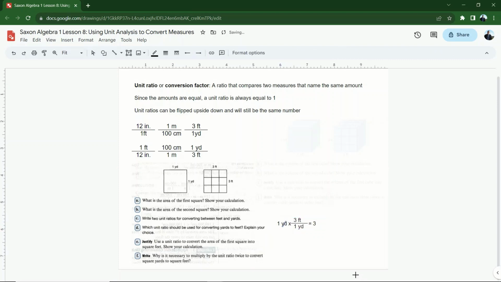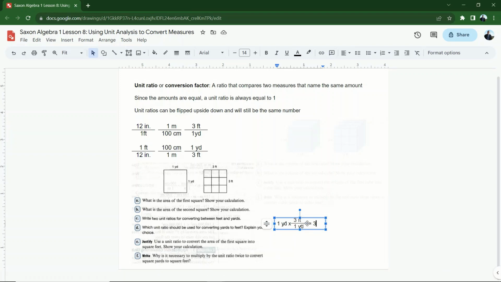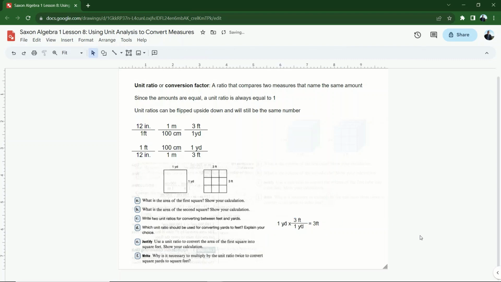Well, let's just take a look at what happened here. This yard here cancels out with this yard in the denominator. One of these yards is in the numerator, one of these yards is in the denominator, and therefore they cancel each other out. When I chose the conversion factor 3 feet per 1 yard, the reason I chose that is because yard was in the denominator and I can multiply them together and cancel out the yards. And then what I'm left with, what unit didn't cancel? I see that the only unit that didn't cancel up here is feet. So my answer is 3 feet.